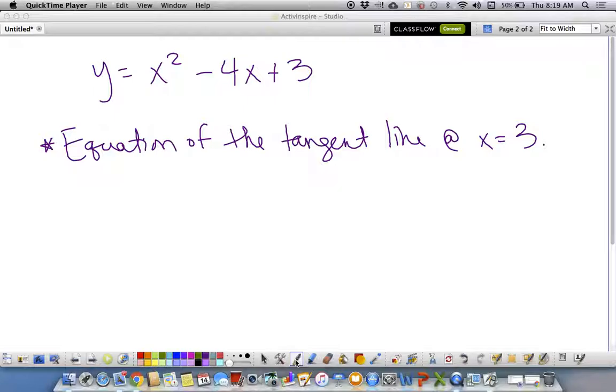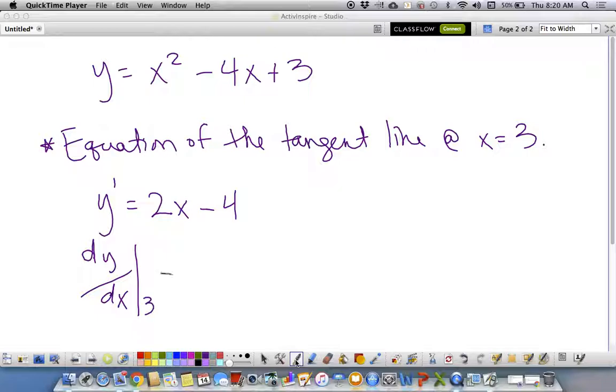So we're given an equation. The first thing we have to do is find the derivative. What is the derivative of y? I heard 2x. That was Owen. Okay, so that's the slope of the tangent line, but we need it at a certain point. So they do the dy/dx at 3. You're plugging 3 in for x.